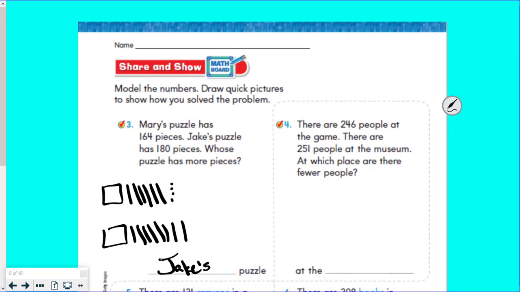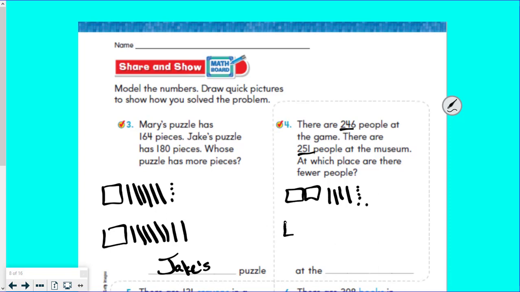Apostrophe s, Jake's puzzle. Number 4, there are 246 people at the game. There are 251 people at the museum. At which place are there fewer people? So they're trying to get us again. They're trying to change it up. So we're looking for this time the number that's less because it's fewer people. So again, I'm going to draw the quick picture. You guys have already made the model with your base 10 blocks.